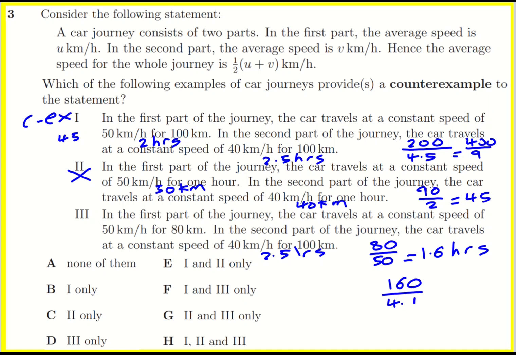Actually, this time it's going to be less than 40, which makes sense, because they're going this higher speed for a shorter distance. So it's going to decrease. So this is also a counterexample. We do not just add up the speeds there. It's only when the time is the same that you would. So our answer is going to be 1 and 3 as counterexamples.